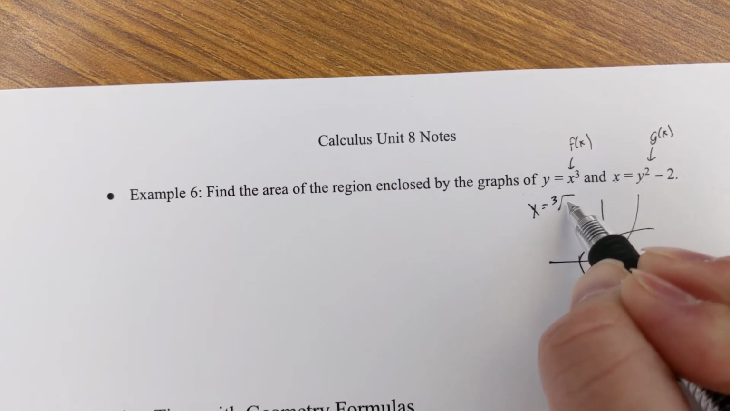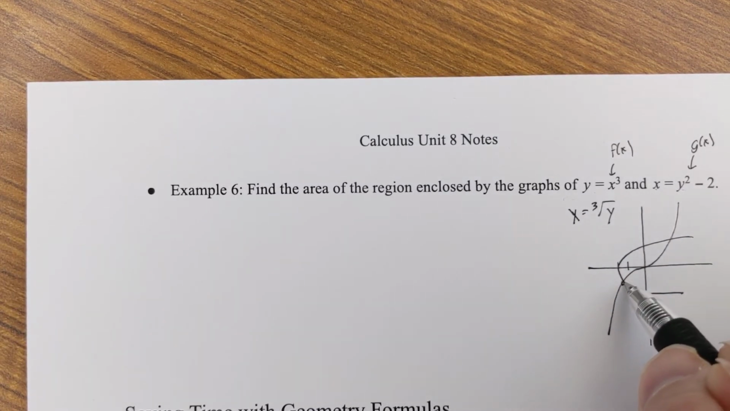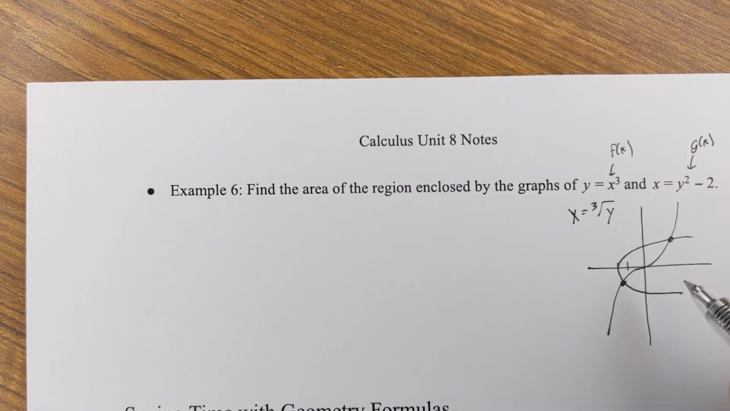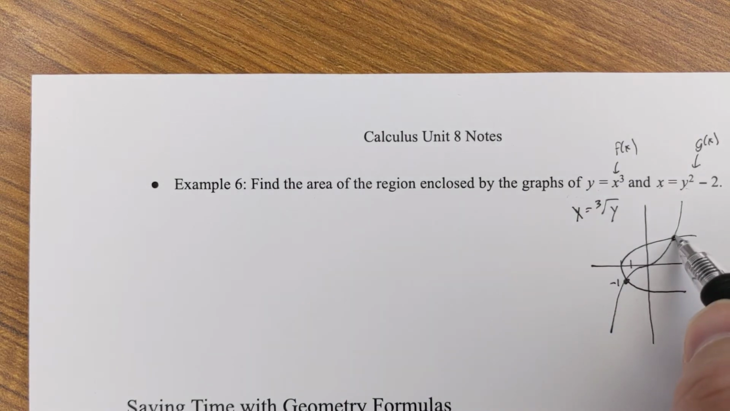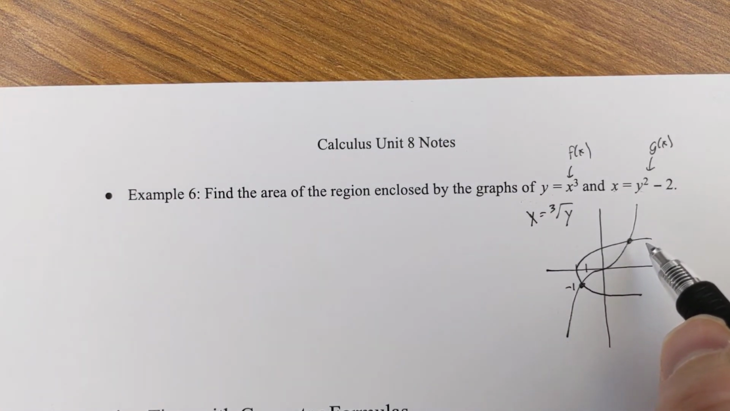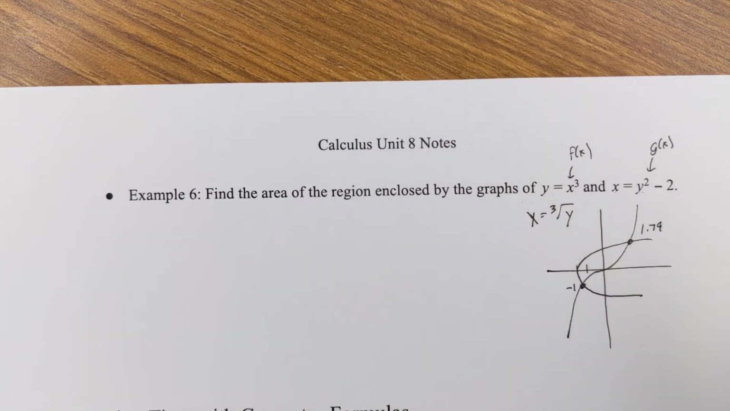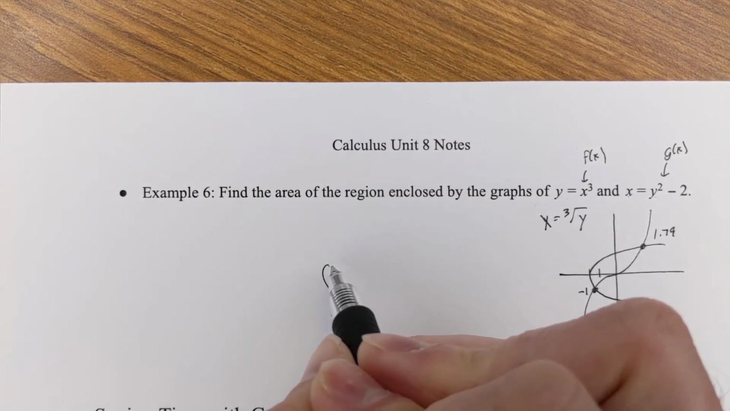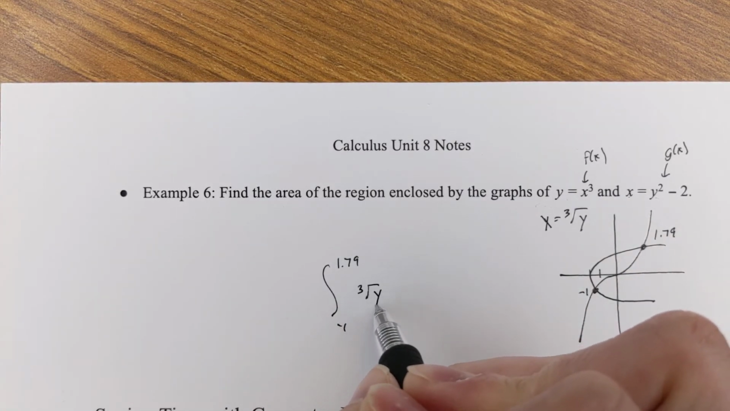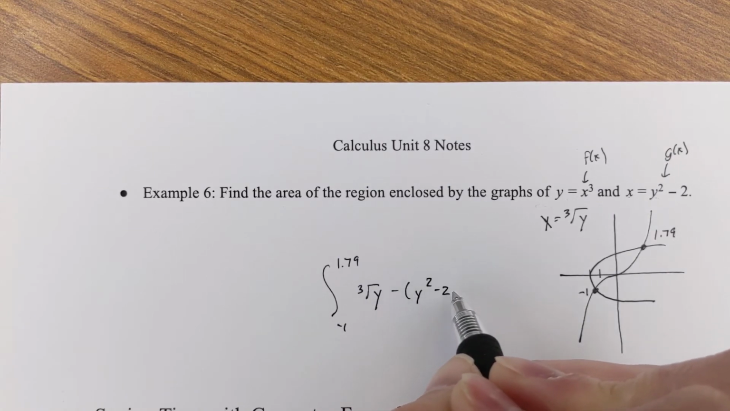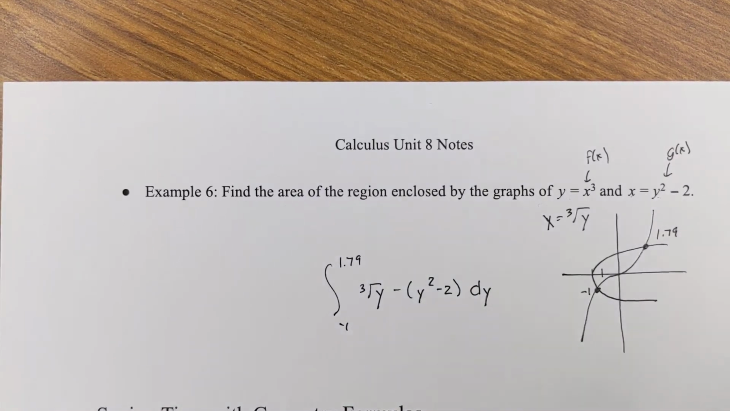X is equal to the cube root of y. And then I need the y values of those intersection points. And those graphs intersect, let's see here, at -1. If you let your calculator solve it, you get this one to be about 1.79 positive. So from -1 to 1.79 of the rightmost function, cube root of y, minus the leftmost function. So it looks like this. I'm going to let my calculator handle it.